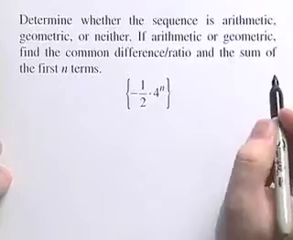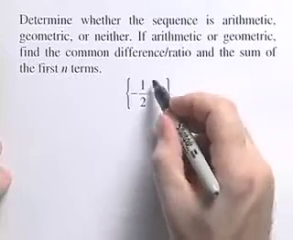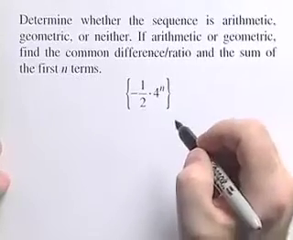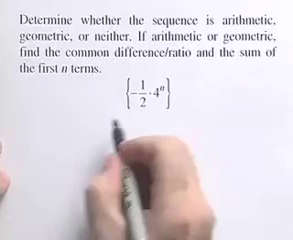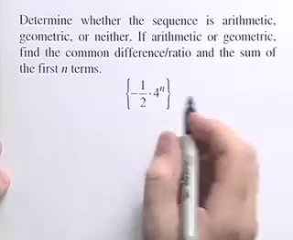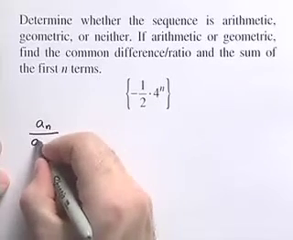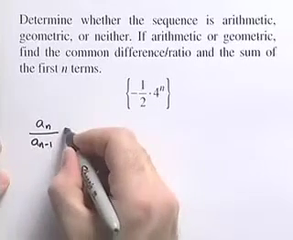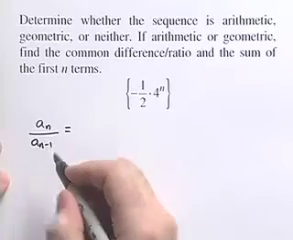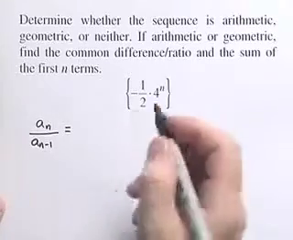We suspect it could be geometric because this kind of has the form of what a geometric sequence might look like. To check that, we're going to look at the ratio of consecutive terms. So we want to find the ratio a sub n divided by a sub n minus 1. So the nth term divided by the n minus first term.